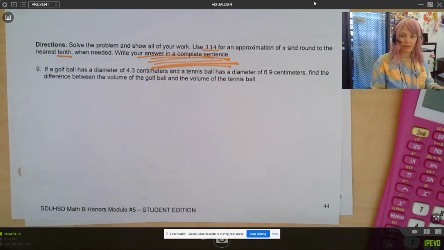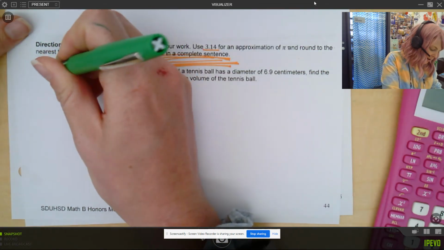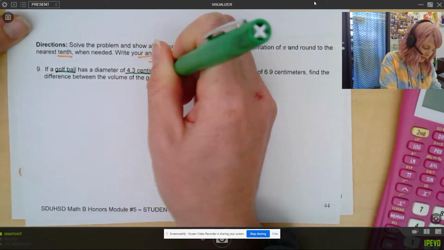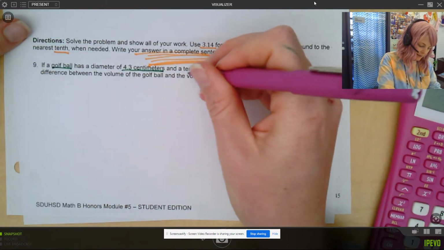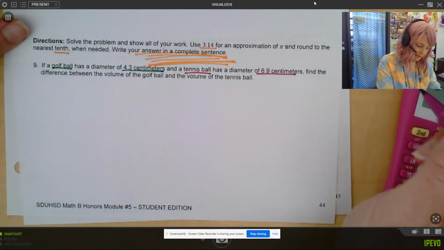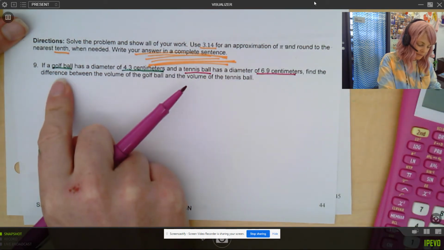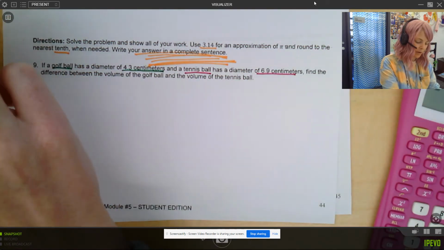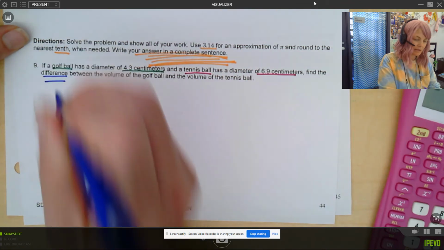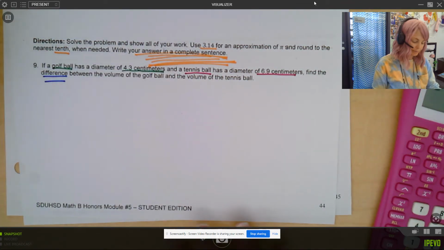Okay. And if you're not reading the directions, you're probably missing important things. So we have a golf ball and a tennis ball. A golf ball has a diameter of 4.3 centimeters, and a tennis ball has a diameter of 6.9 centimeters. Find the difference between the volume of the golf ball and the tennis ball. So difference means we're going to subtract the volumes.